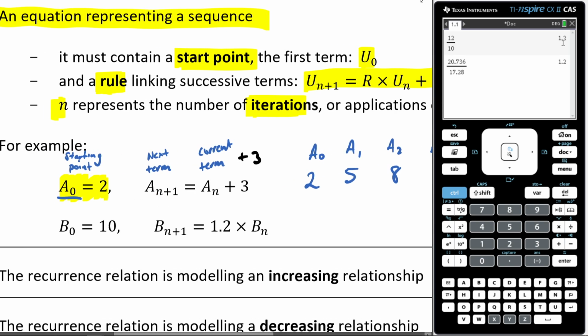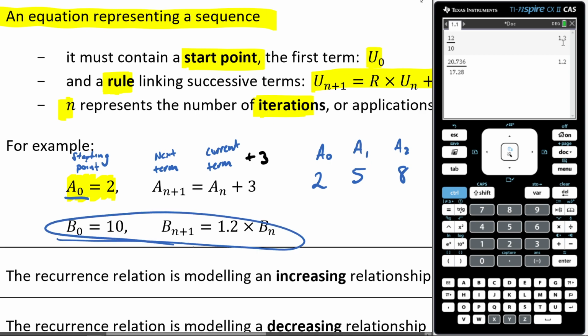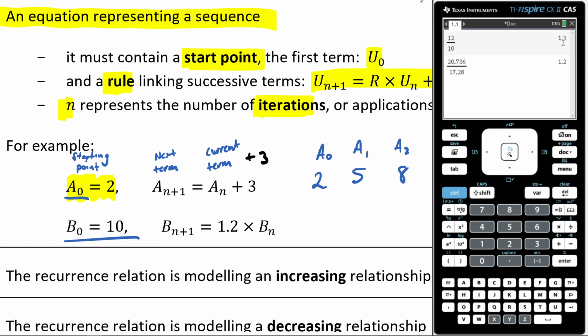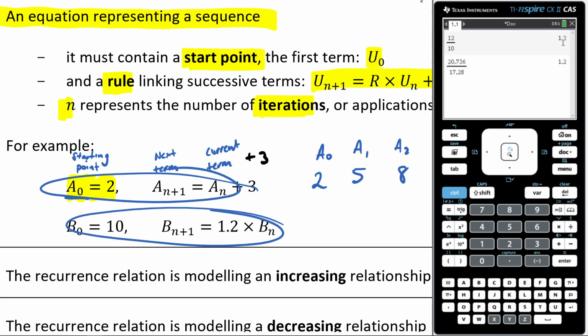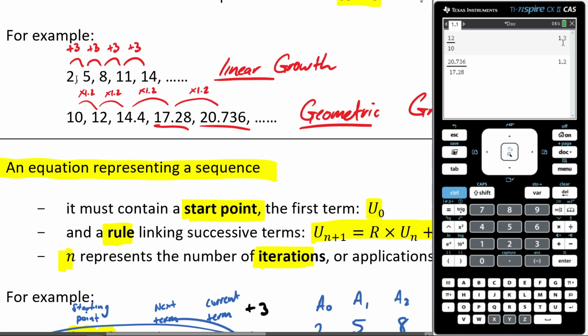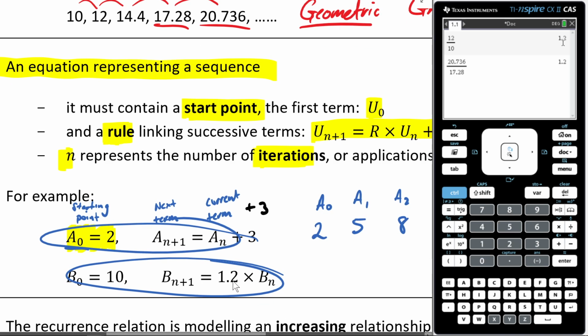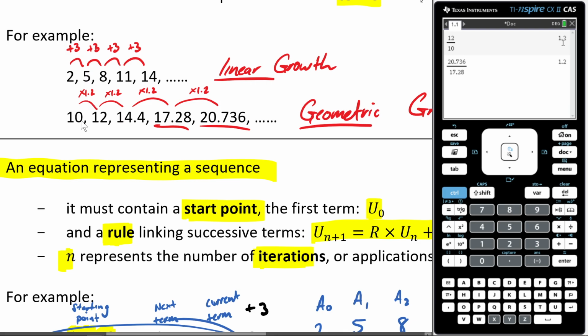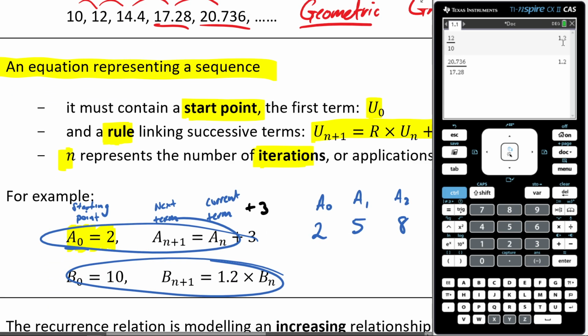All right, perfect. My next one I've got here is a geometric one. So as you can see, it's saying we're starting at 10. And then I am timesing each term by 1.2 to get to the next one. This is my current term. This is my next term. Hopefully you can see that this and this is actually what we saw up here. 2, 5, 8, 11. And if we were to do this one, we're starting at 10 and I'm timesing each one by 1.2 to go on. So there you go.